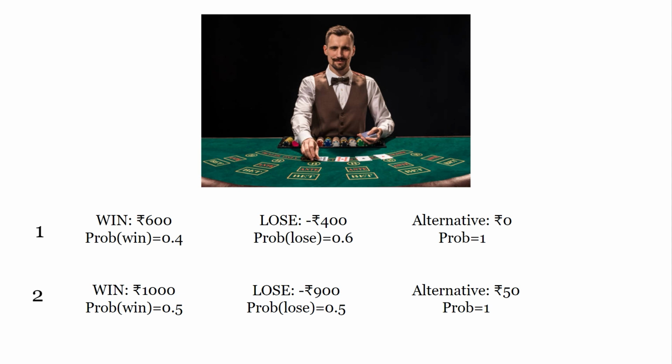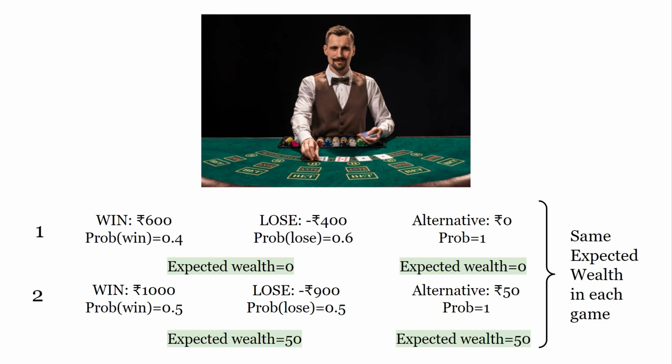Now the second game goes like this: you can win rupees 1000 with a probability of half, and if you lose there is a probability of 0.5 that you lose 900 rupees. Even if you don't play this game, you get 50 rupees from the casino as a bonus or a cashback. You will notice that in each game the expected wealth for the options is the same.